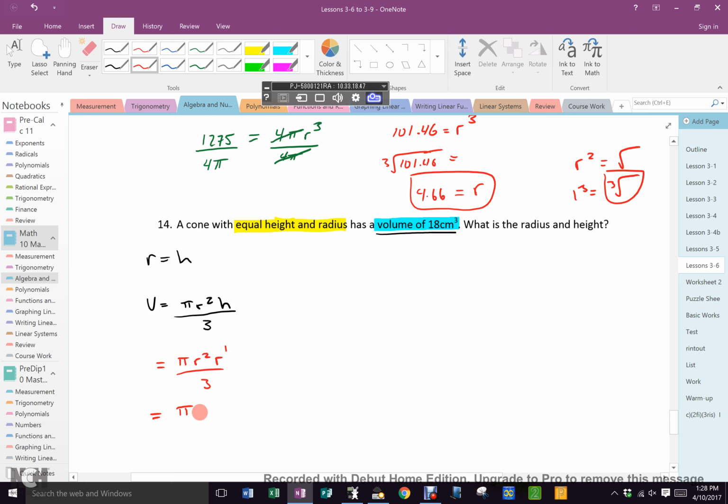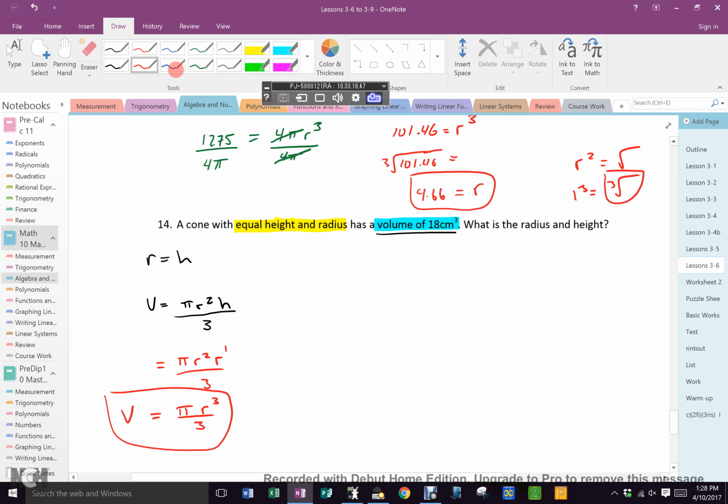R cubed. So pi r cubed divided by 3 equals volume. This you should already know how to do. Whether you have never seen it or not, that is algebra. All I did was stuff you already know. I just didn't have numbers for it, right? Now this looks a lot like what I just did, yes?